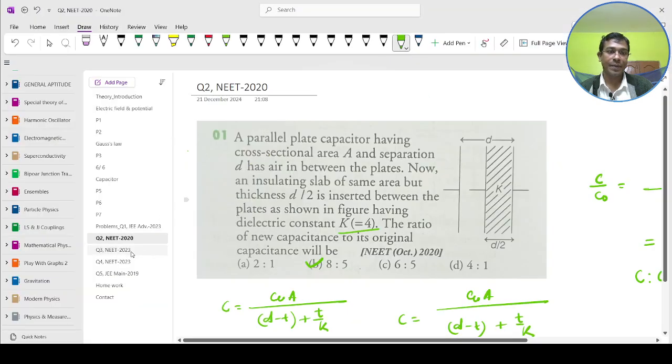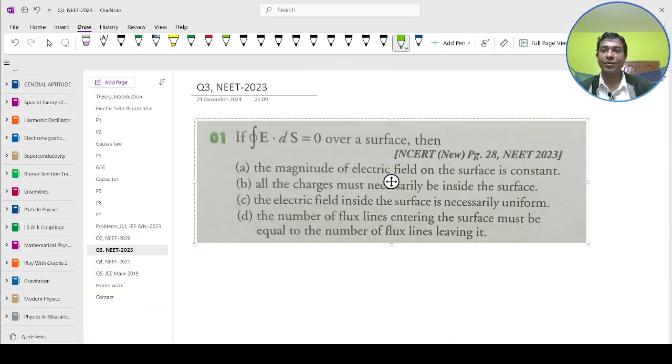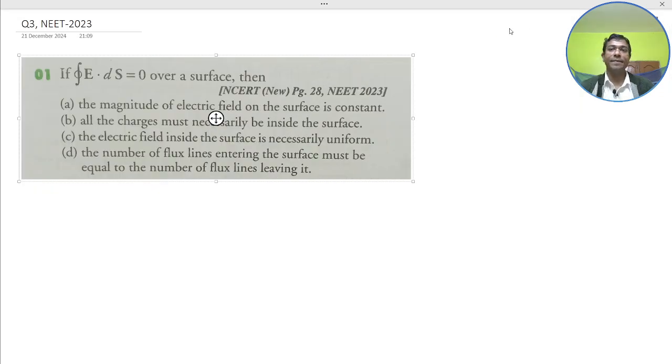Third one coming is NEET recent questions 2023, which is saying that if the integral of E dot ds over a surface is equal to 0, which would be our correct answer? Basically, here one thing is that according to Gauss law, E dot ds represents the electric flux passing through a closed surface. Now this would be 0, flux phi is 0 in the given question.